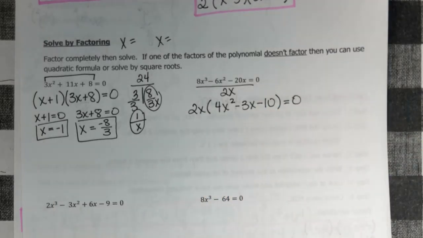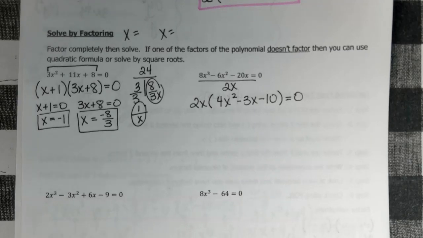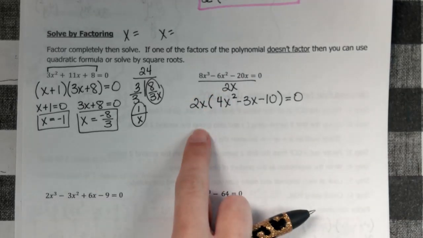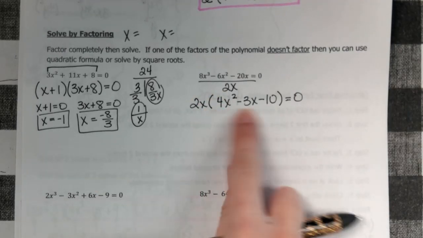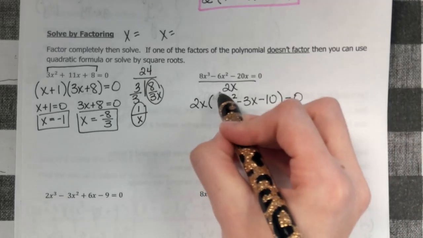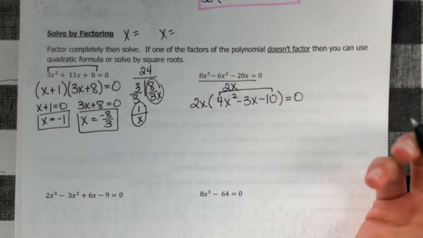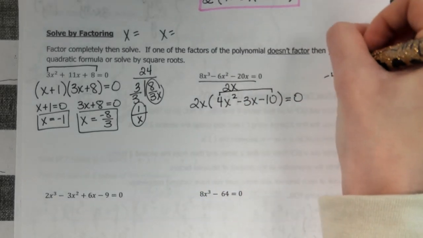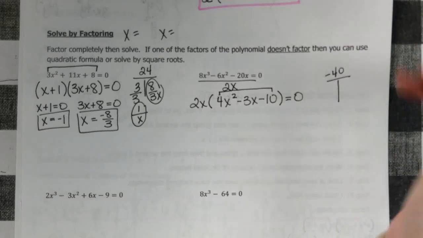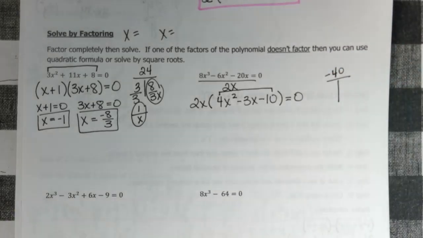Very good. Equals 0. So now I'm going to factor the trinomial in parentheses. I'm going to multiply first times last, and that gives me a negative 40. What do I know when it's a negative? They have to be different signs. So factors of 40 that are going to subtract to give me 3.